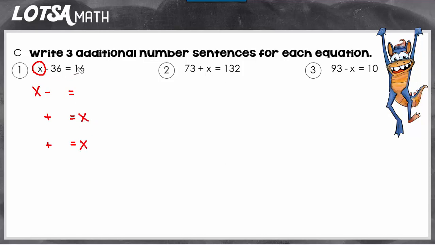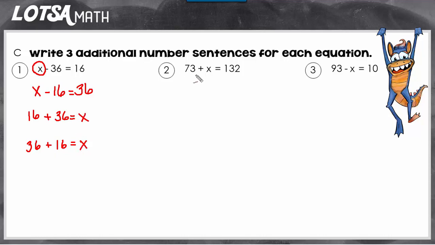And now we see that we still have the other 2 digits to worry about, 36 and 16. Well, since we're writing 3 different sentences, one of them already uses the 36 first and the 16 last. So if you flip those around, you can have another sentence that's X minus 16 equals 36. Again, we're going to use the 16 and the 36 in the addition sentences. So we have 16 plus 36 equals X. So for our last one, we're going to have 36 plus 16 equals X.